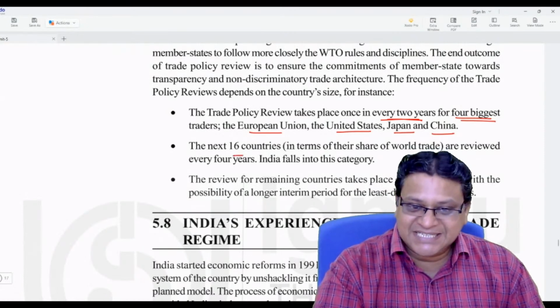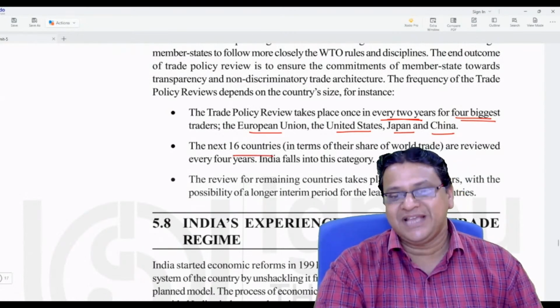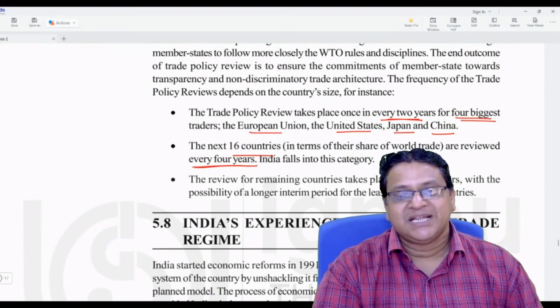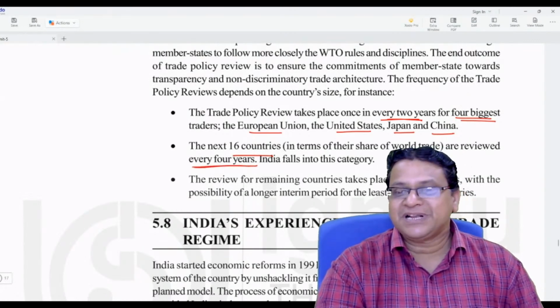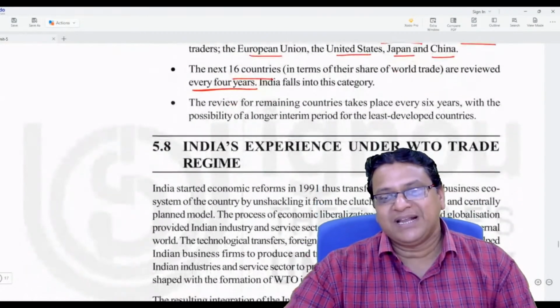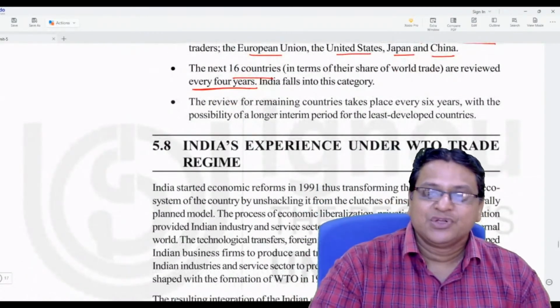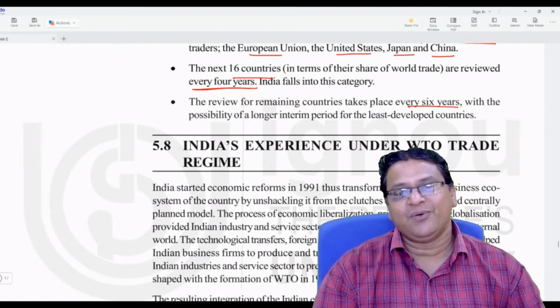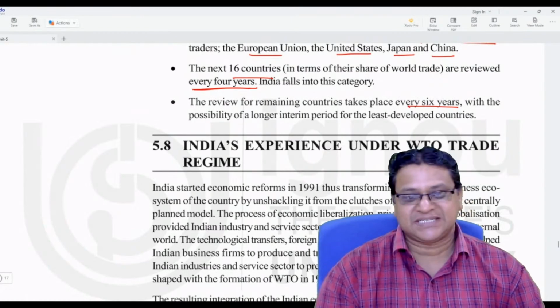For the next 16 countries, within which India also comes, the trade policy review is made once in every 4 years. And for the rest of the countries, the trade policy review takes place once in every 6 years. So trade policies of different member countries are reviewed by WTO.